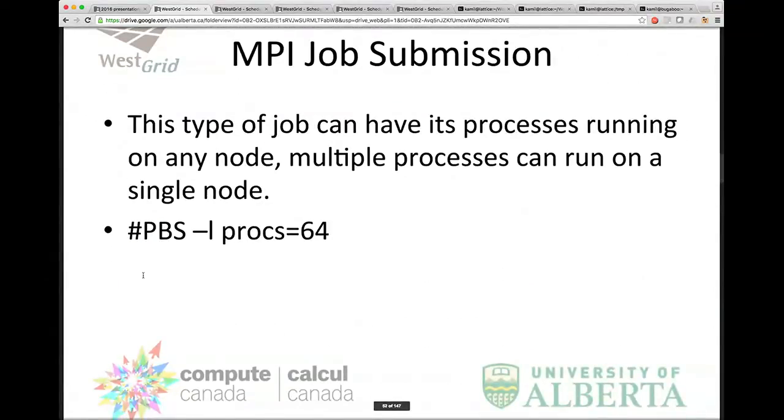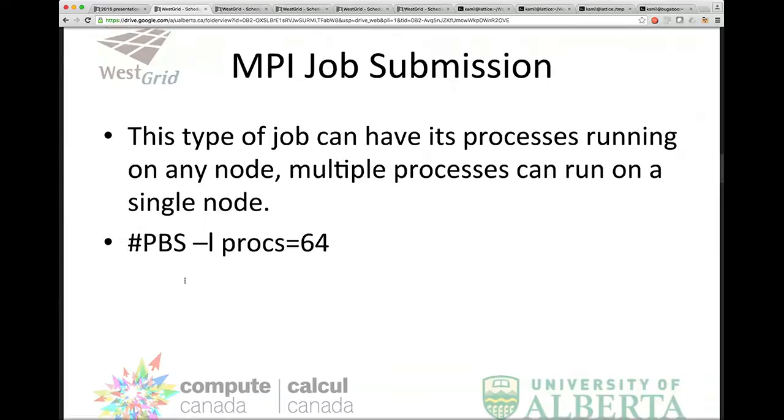So, MPI job submission. This type of job can have its processes running on any node. Multiple processors can run on a single node. And we submit jobs with #PBS -l procs=64. Now, it's possible for you to submit this job with nodes=8, processors per node=8. It would also give you those, but that's less flexible.